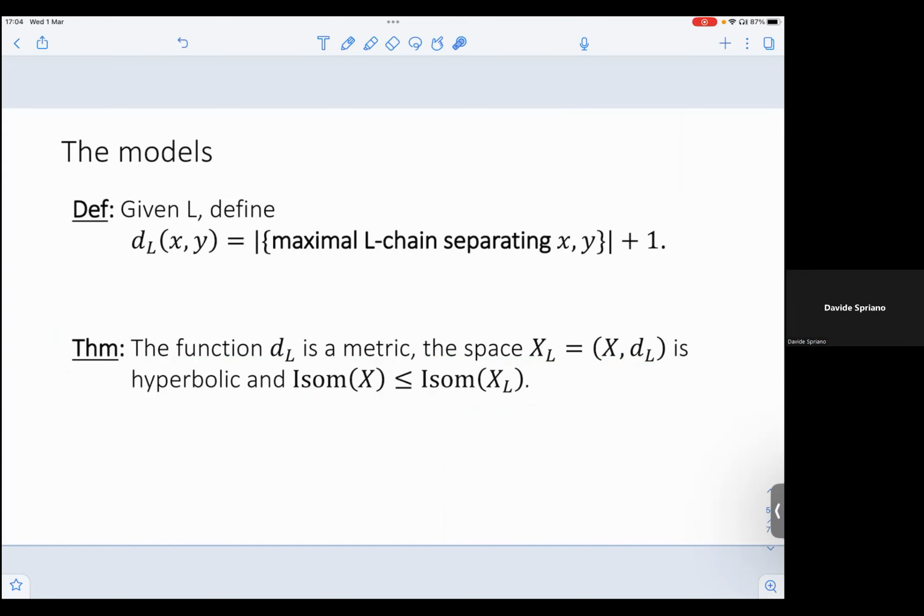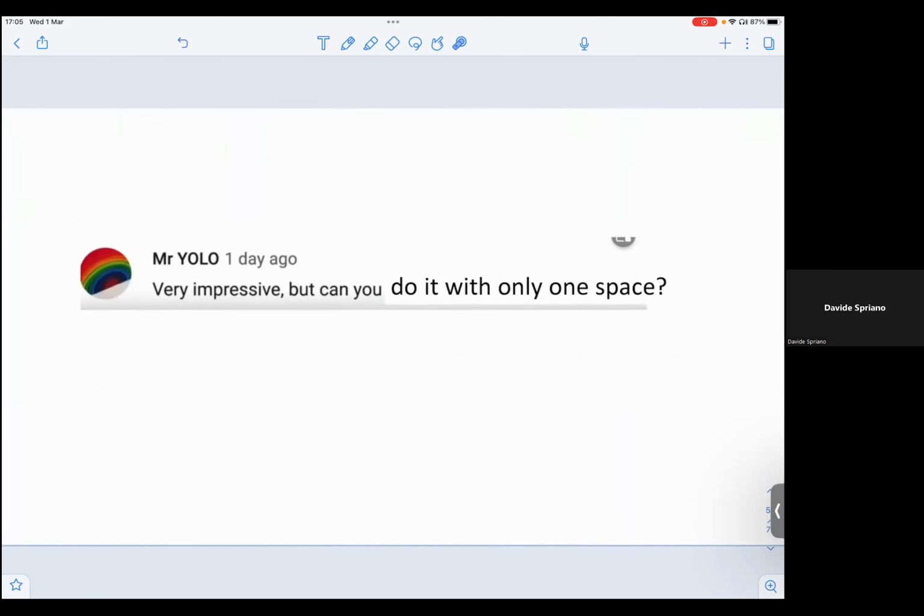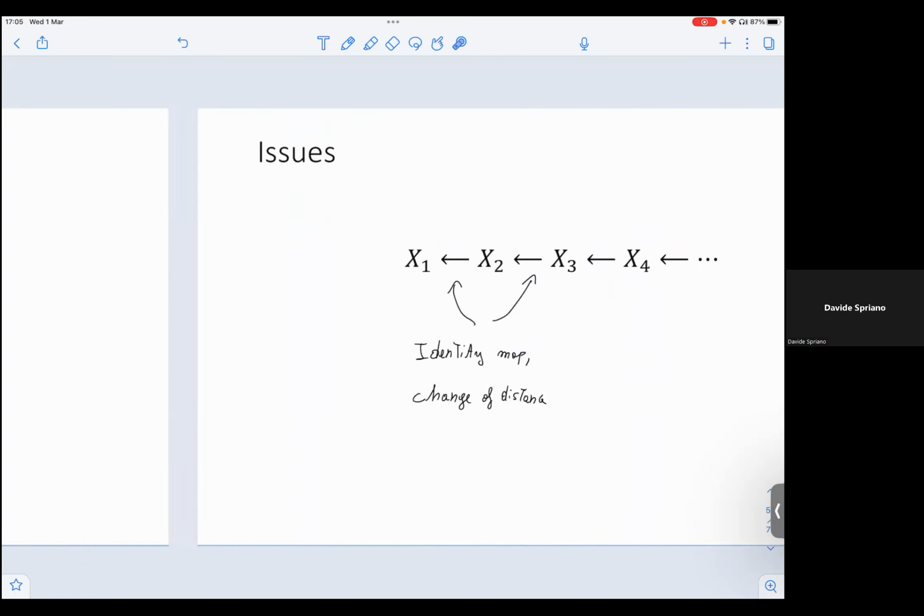But I said a model, this is a plural. So we have many hyperbolic models. Given L, we have one for each natural number. So we have an infinite sequence of hyperbolic models, and they will have, in theory, different characteristics. Some of them are going to be different from the others. And so the natural question is this. This is very impressive, but can you do it with only 1 space? Can you somehow manage to combine all of this information? And well, what are the issues?